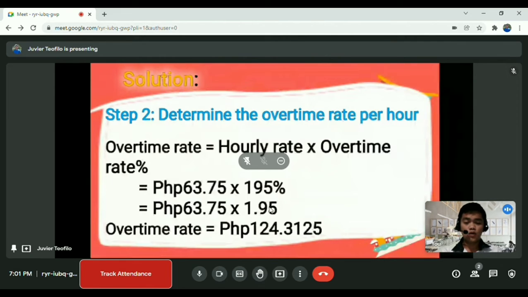Okay? So 1.95, just divide the 195% by 100. Okay, just divide it. So you're going to have 1.95. Now, please also take note of this overtime rate because we're going to use this in our final answer.